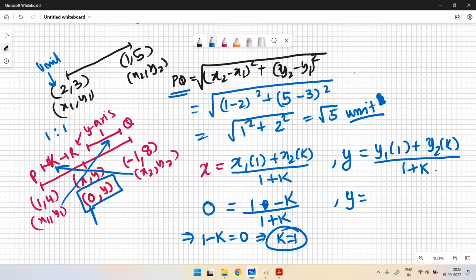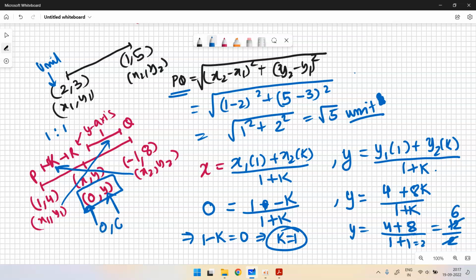Now you need to find the coordinates of this point R. One value is known: the x coordinate is 0. What is y? The y coordinate is 1 into y1. y1 is 4, so 4 into 1 is 4. y2 is 8, so 8 into k, over 1 plus k. Since k is 1, y equals (4 plus 8 into 1) by (1 plus 1), so this is 12 by 2, which is 6. So this coordinate will be (0, 6). So the point (0, 6) divides PQ in the ratio 1 is to 1, where the point R, whose coordinate is (0, 6), lies on the y-axis.